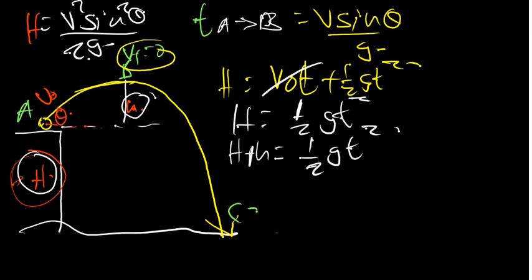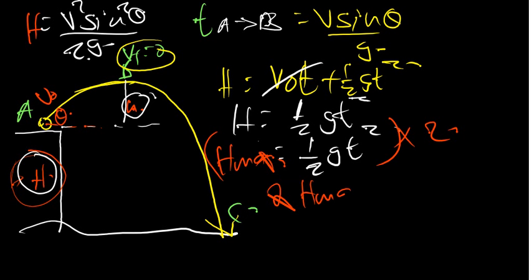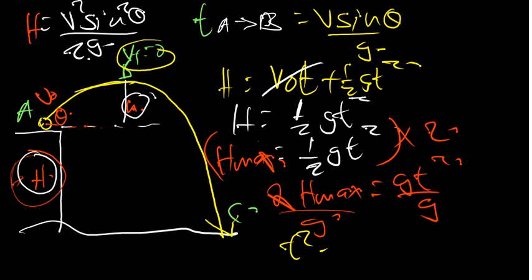So our goal is to find time. Let me replace h plus h with h max. Now to get rid of the half, we multiply by 2 everywhere. We say 2h max is equal to g t squared. We divide by g, and we are going to have t squared equal to 2h max, everything divided by g.